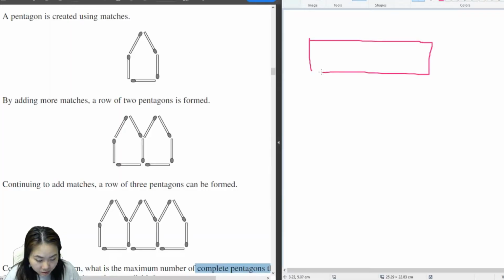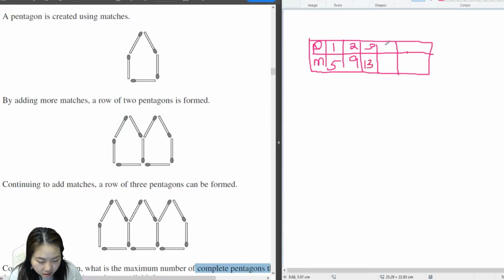Let me just draw up a table. We'll call this number of matches, m for matches, and this number of pentagons, p. 1 pentagon uses up 5 matches. 2 pentagons uses up 9 matches. 3 pentagons uses up 13 matches. If we continue that, 4 pentagons would use up 17 matches.